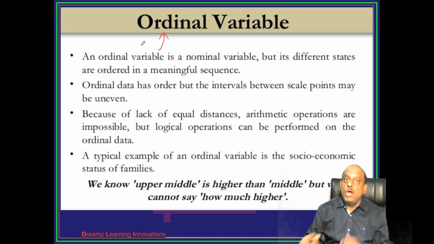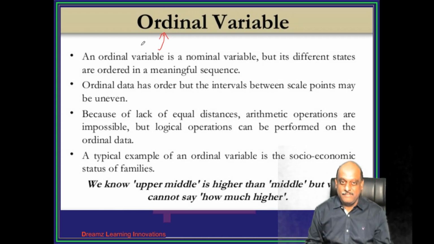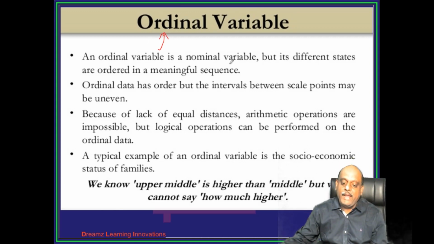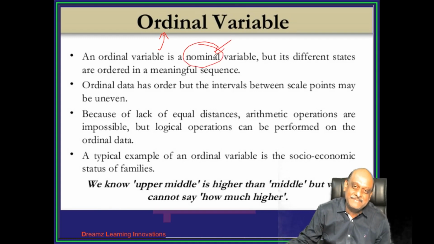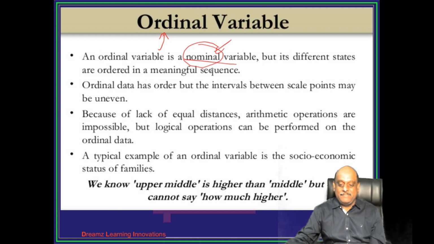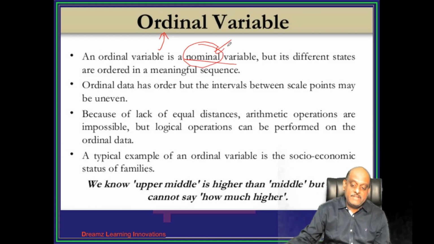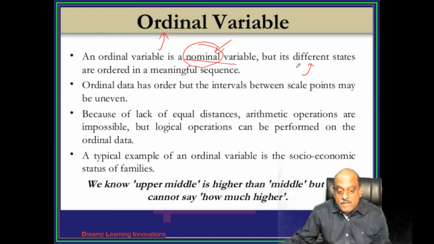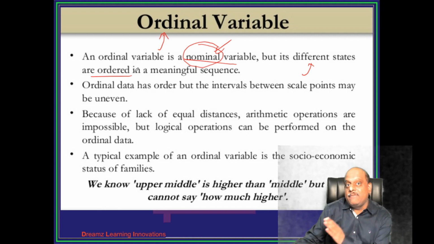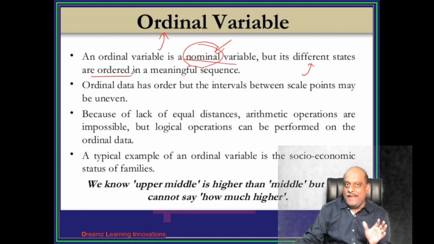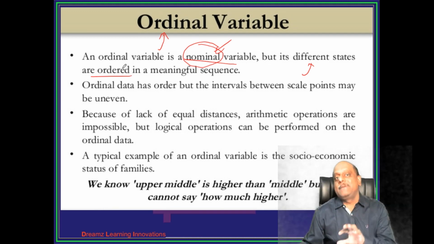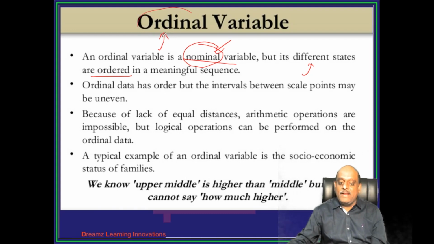Then comes the ordinal variable. Ordinal is also a nominal variable. So nominal variable means categorical variable. But the difference is, its different states are ordered in a meaningful sequence. It is a category, but a sequenceable category. That is called ordinal variable.